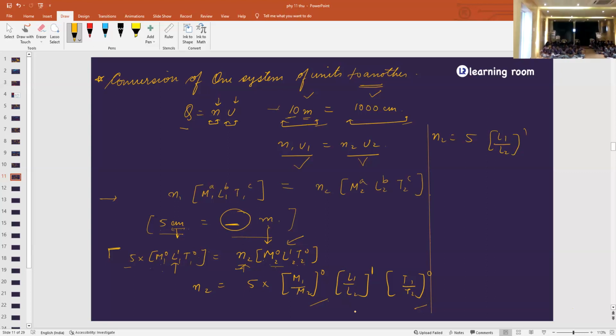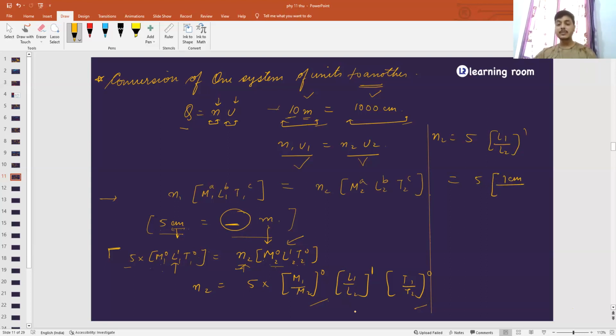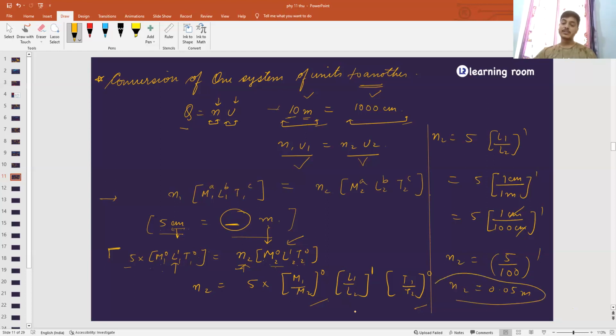Good. So what is the unit of L1? L1 was in the centimeter unit. So I can write it as 1 centimeter. And the unit of L2 is in meters. So I'll write 1 meter to the power 1. So 5 times, if I want to balance this, I can write 1 meter is 100 centimeters, power 1. So the centimeter got cancelled. So N2 is nothing but 5 upon 100 to the power 1. So N2 is what? 0.05 meters. Understood? Yes, sir. Any doubt? No, sir.